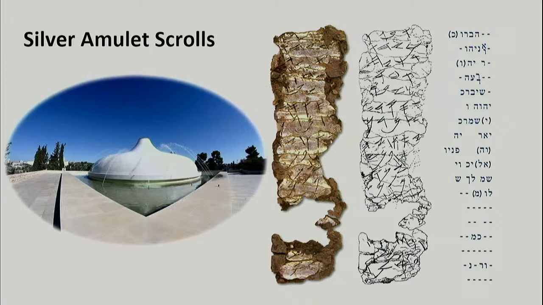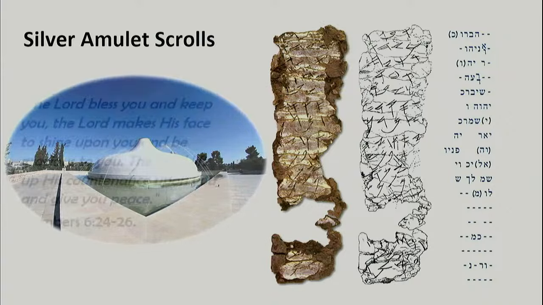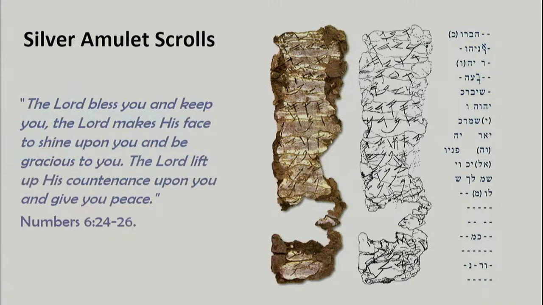For 3 years, the contents of the scrolls remained a secret. But in the end, both scrolls were found to contain the same biblical passage, what is known as the priestly blessing from Numbers 6:24-26.